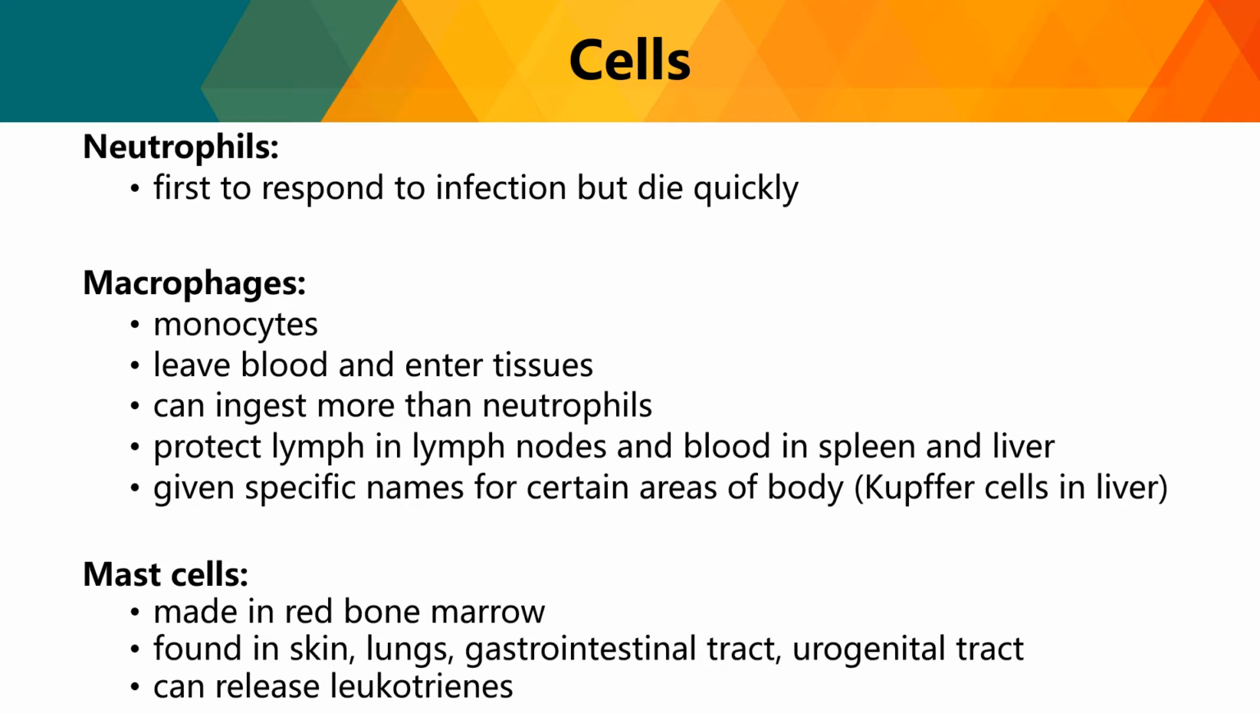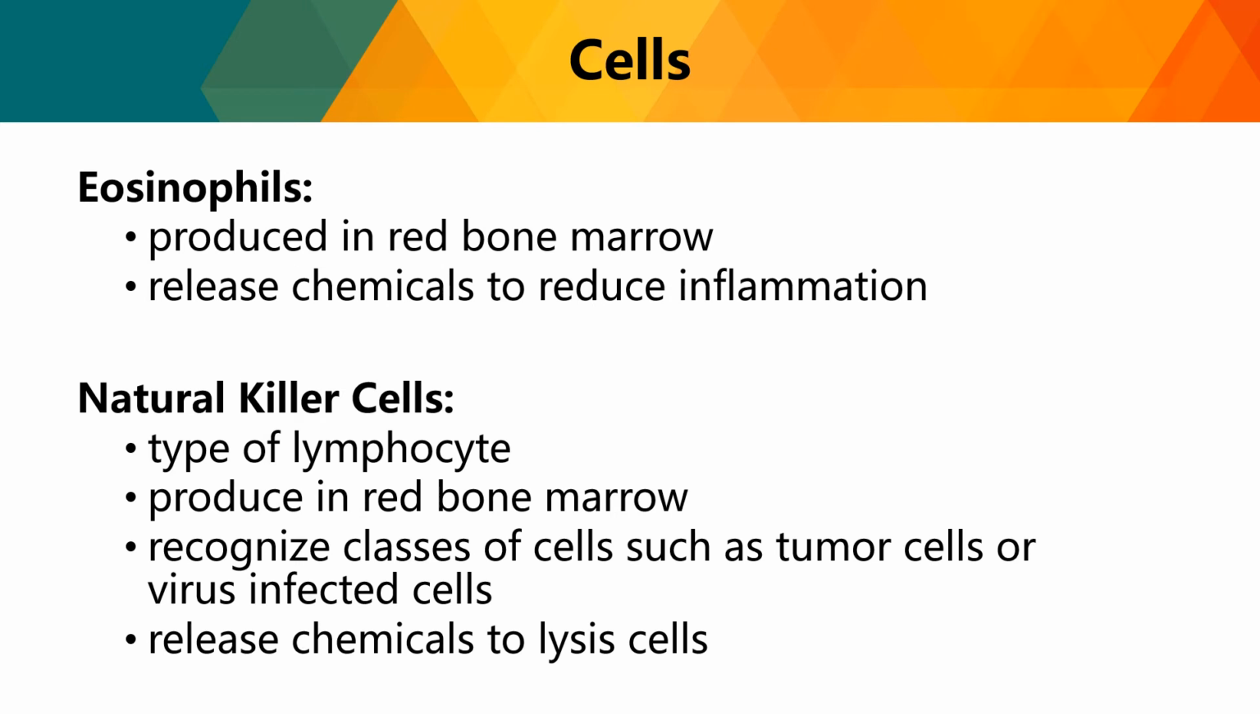Next, you also have what you call your mast cells, which are made in your red bone marrow. They are found in skin, lungs, gastrointestinal tract, urogenital tract, and they can also release what you call your leukotrienes. Other cells also include your eosinophils, which are produced in the red bone marrow and release chemicals to reduce inflammation. We also have what you call the NKCs, or the natural killer cells. These are types of lymphocytes which are produced in your red bone marrow. It recognizes classes of cells such as tumor cells or virus-infected cells, and they release chemicals to lyse cells or to break down your cells.